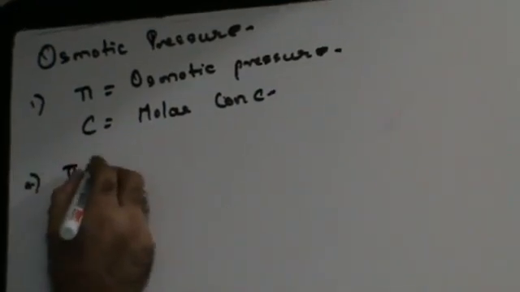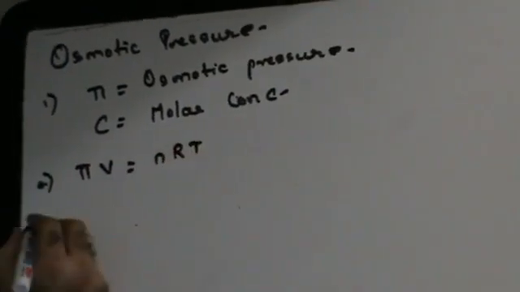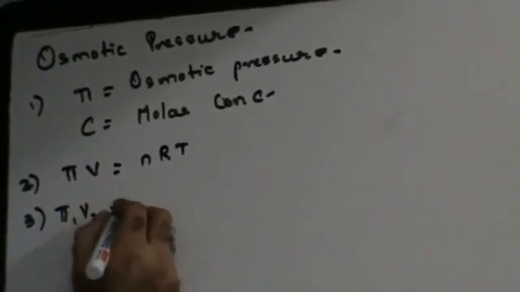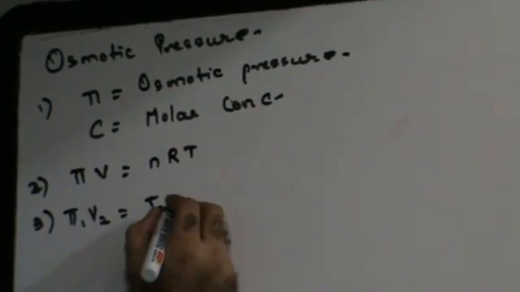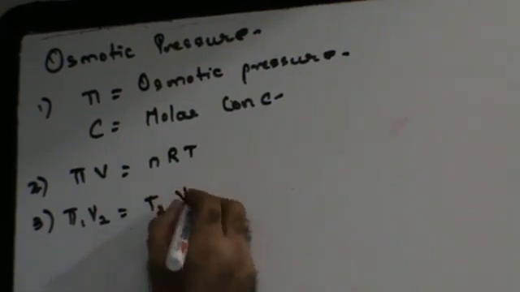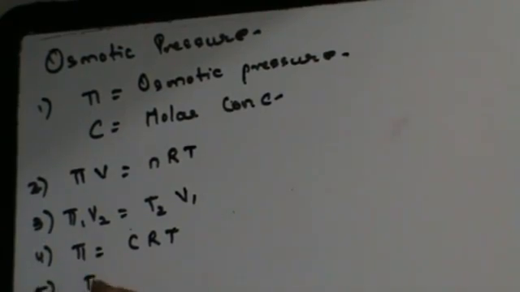Pi V is equal to nRT, then pi 1 V1 is equal to pi 2 V2, then you have pi is equal to CRT, and you have pi 1 upon pi 2 is equal to C1 upon C2. Okay, let's start with the numericals, guys.